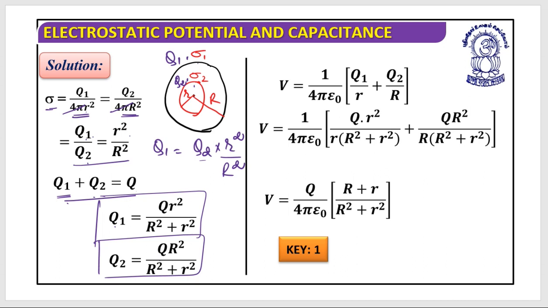Now I want the potential at the center, at this position. So V equals K into Q2 divided by R plus K into Q1 by r. I hope this is clear. According to the data, this is Q1, this is Q2, and this is the shell. So it's 1 upon 4 pi epsilon naught multiplied by Q1 by r plus Q2 by R. Now just replace the values of Q1 and Q2 and you will reach the answer.